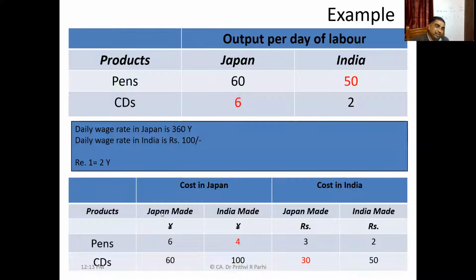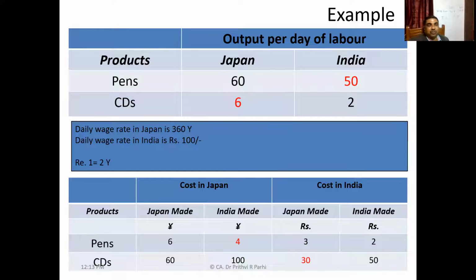So this part of the table, did you understand? If pens and CDs are made in Japan, the cost will be 6 and 60 respectively. But if pens and CDs are not made in Japan but imported, the cost will be 4 yen and 100 yen respectively. Okay, this part is over. Understood?